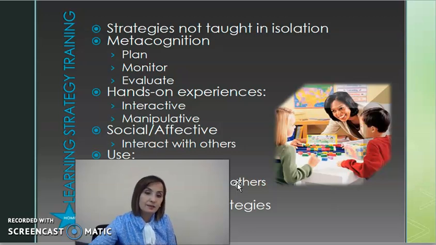Learning strategy training. Strategies are not taught in isolation. Metacognition. Plan, monitor, evaluate, hands-on experiences, interactive, manipulative, social, affective, interact with others, use self-talk, cooperation with others, and goal transfer strategies.